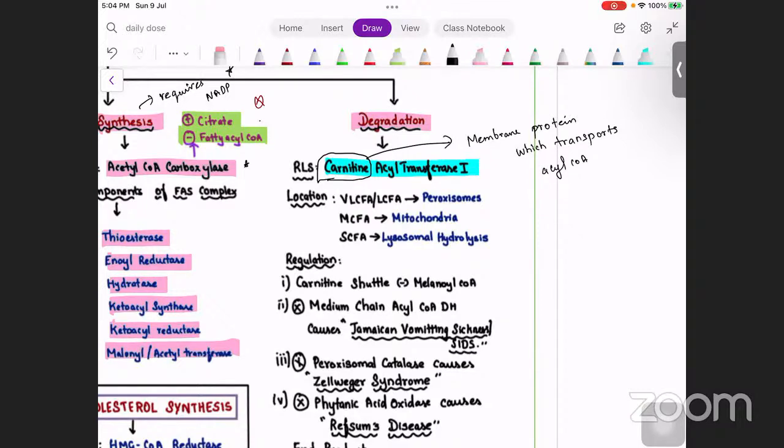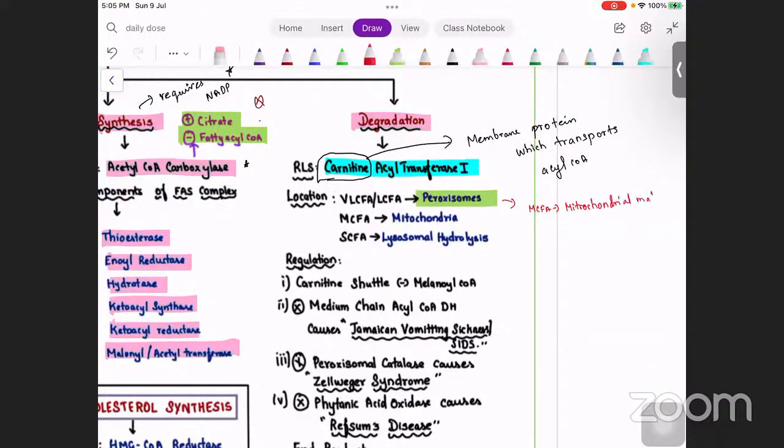What is the location of degradation of fatty acids? For very long chain and long chain fatty acids, it occurs in peroxisomes, and then they are converted into medium chain fatty acids, which go into the mitochondrial matrix for further oxidation.